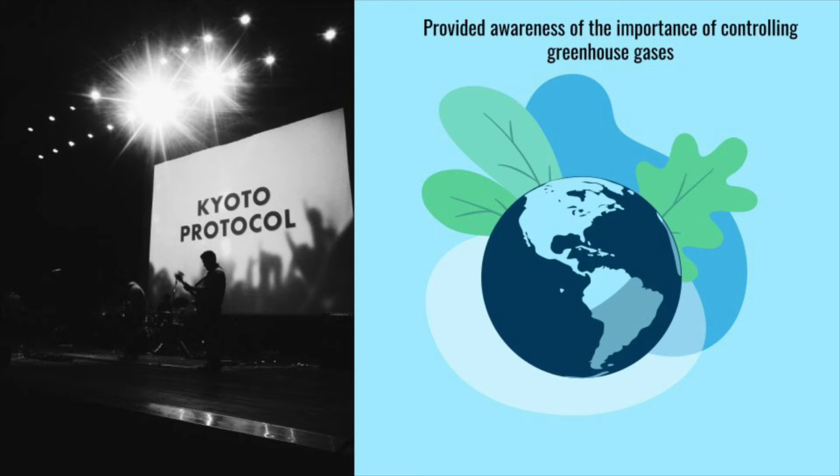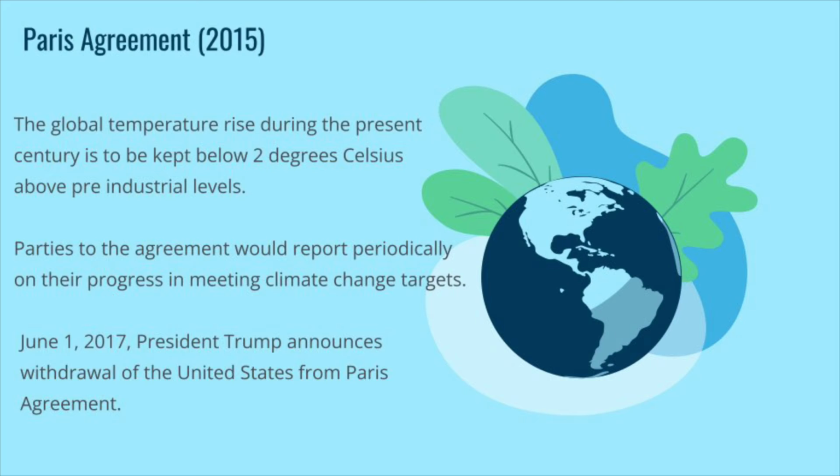control greenhouse gases. And then the Paris Climate Conference in December of 2015 culminated with the Paris Agreement. A total of 195 countries adopted this legally binding agreement. Like the Kyoto Protocol, they required nations to keep the global temperature rise during the present century below 2 degrees Celsius above pre-industrial levels. Countries would also seek to limit the temperature rise to 1.5 degrees Celsius, or 2.7 degrees Fahrenheit.